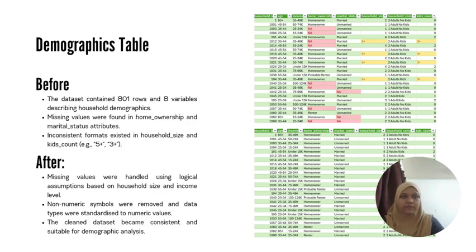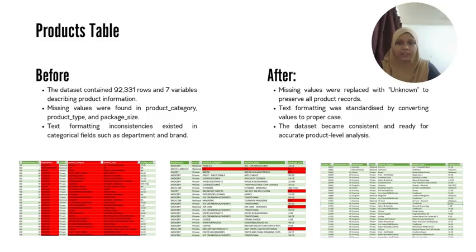This is how the before and after cleaning table looks. For the product dataset, the sub-attributes contain missing values and inconsistent text formatting. We resolved this by replacing missing values with "unknown" and standardizing the text format to ensure consistency. After cleaning, both datasets were suitable for accurate and reliable analysis.